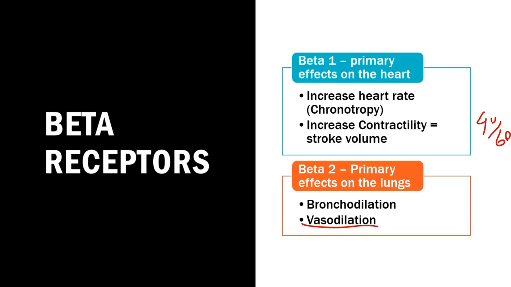Alpha is going to work on the arterial system. It's going to work on all of our blood vessels. And then beta 1, one heart, is going to make us pump hard, make us pump fast. And then beta 2, it's all about dilation, dilation of the lungs and dilation of the blood vessels.